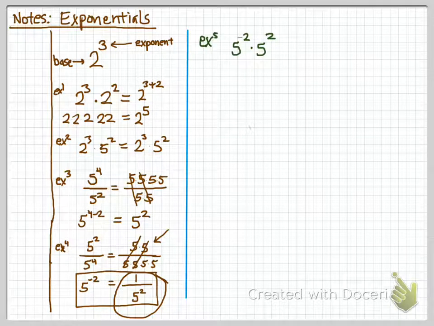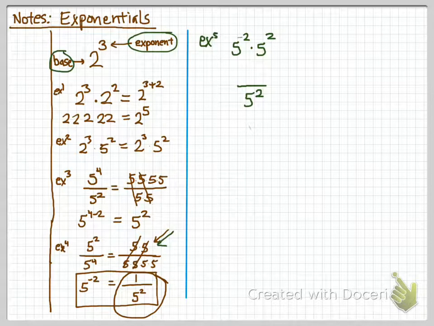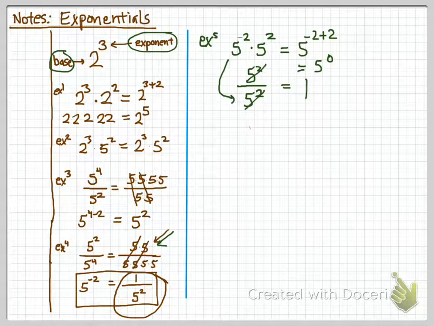You can solve them these two different ways. You can move the 5 to the negative 2 power to the denominator, leave the numerator there, or you could add the exponents, negative 2 plus 2. Both of them give you 1, because 5 squared over 5 squared cancel. Negative 2 plus 2 is 0, and anything to the 0 power is 1. So this is proving that anything to the 0 power is 1.